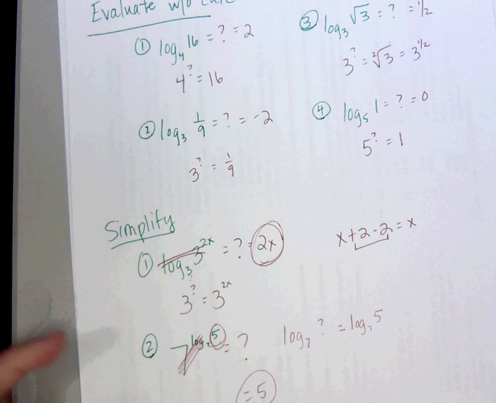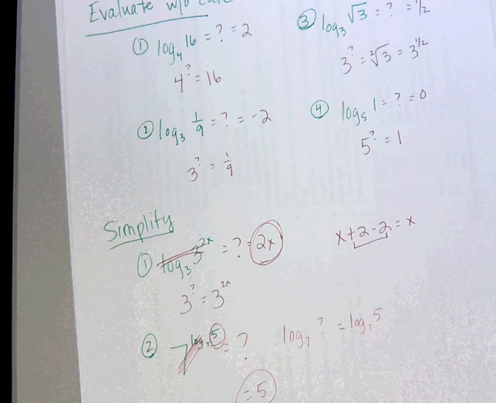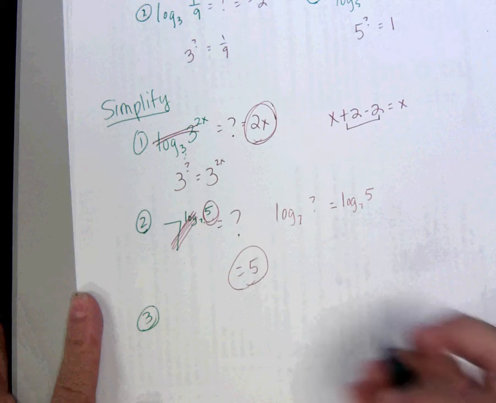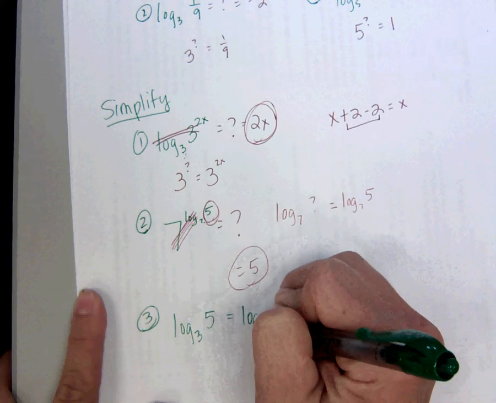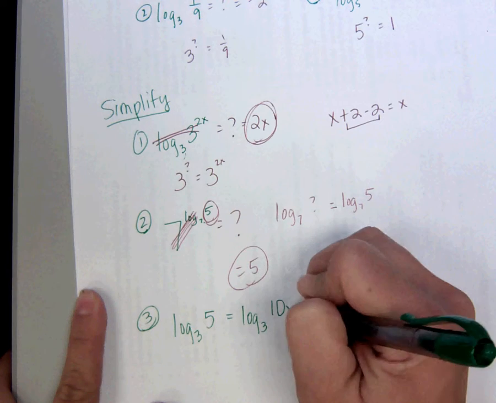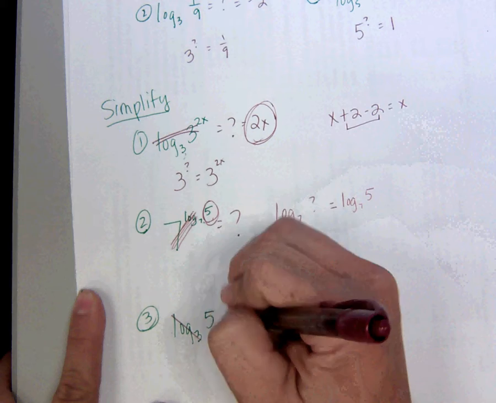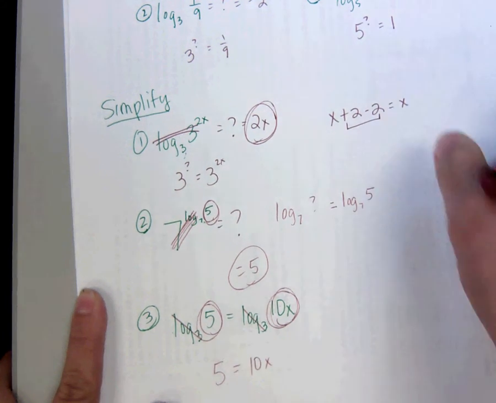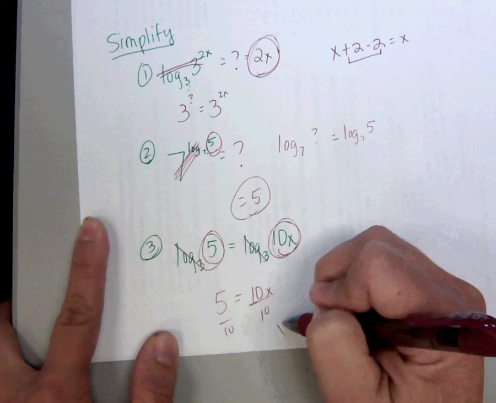And then the last property just says this: if you have the log on one side and the log on the other side, you can cancel those out. So if we have something that looks like, let's say, log base 3 of 5 equals log base 3 of 10x, because this is log base 3 and this is log base 3, they cancel each other out. These inputs have to be the same. So if I know that 5 equals 10x, I can divide the 10 over and find out that x is a half.